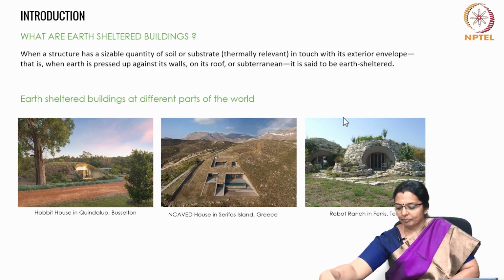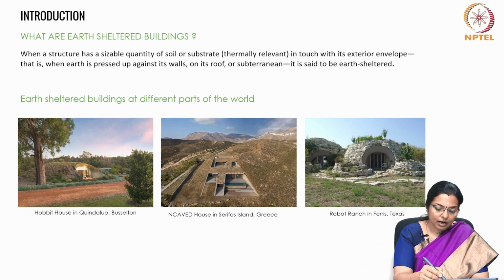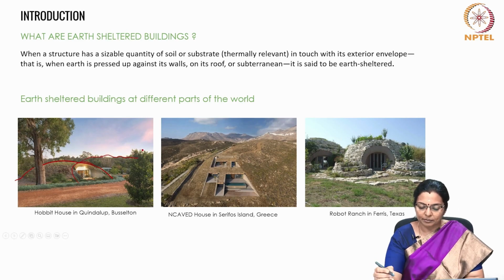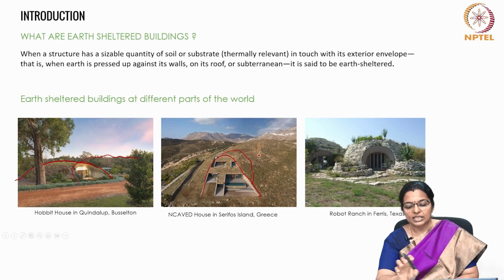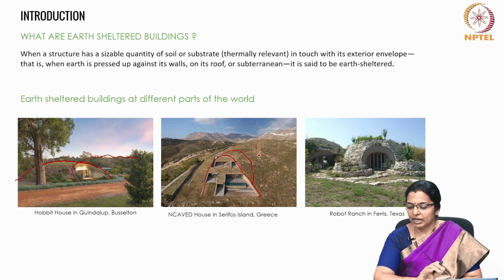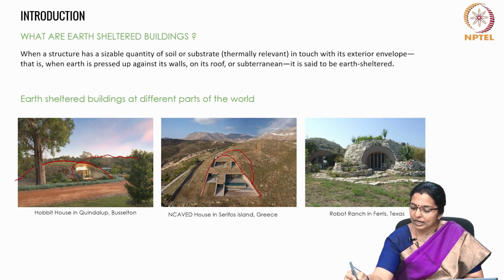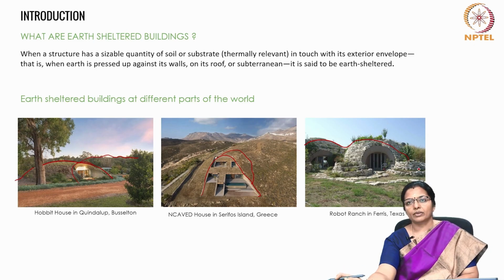You can see in these case studies how the Hobbit house is camouflaged and covered with soil, and it merges with the surroundings. Similarly, the encaved house in Greece becomes part of the landscape as it is buried, the back of the house is buried or it is inserted inside the hillock. And then the Robo Ranch is again camouflaged in the landscape as such.